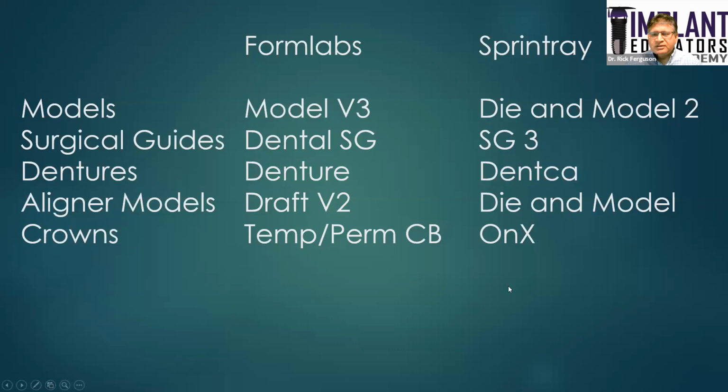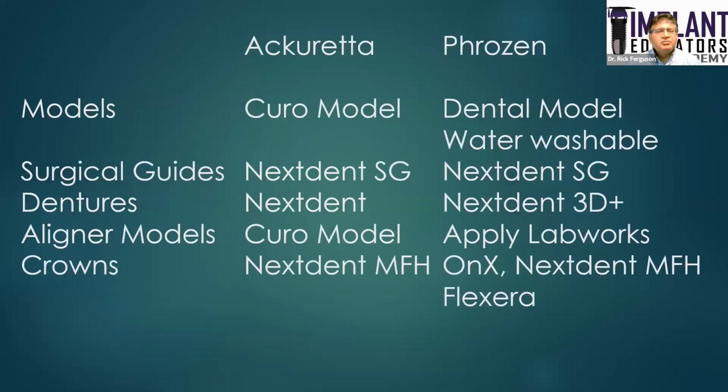What's nice about the Onyx resin is that it's highly polishable. It's a ceramic filled resin, so you can actually polish it. Even if you don't want to put a glaze on it, you can polish it and get a nice shine to it. We have Accuretta, their Curo model resin. They do support NextDent SG, NextDent denture resins, the Curo model for aligners, and the NextDent MFH for crowns.